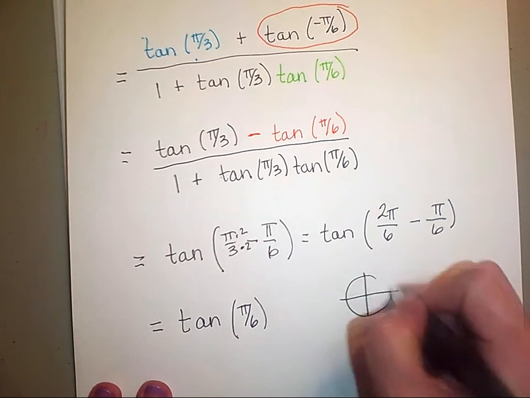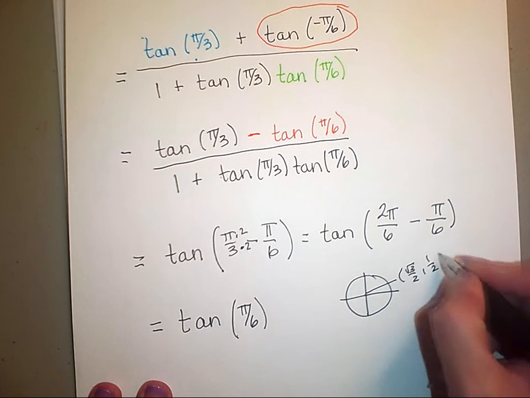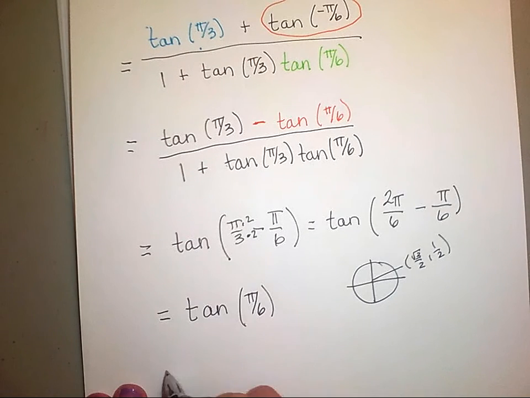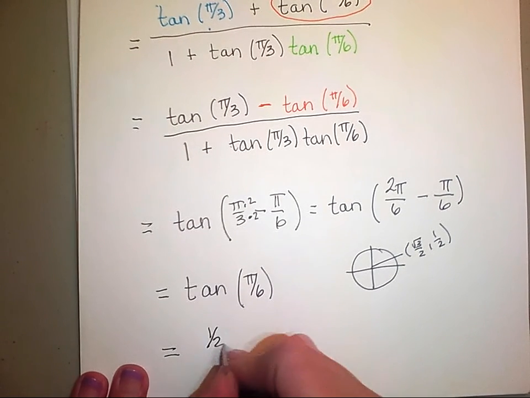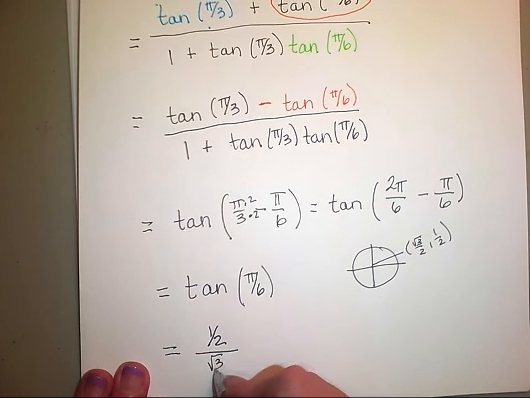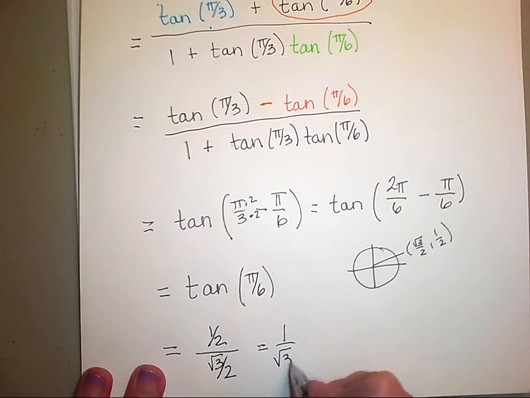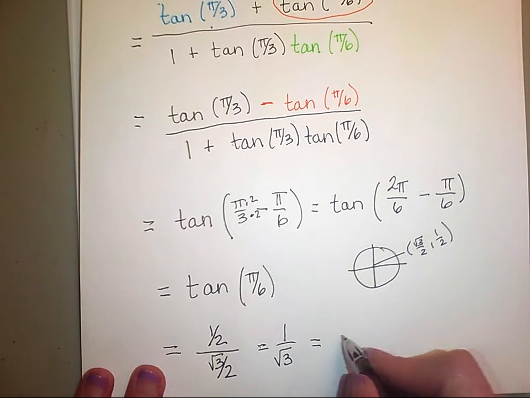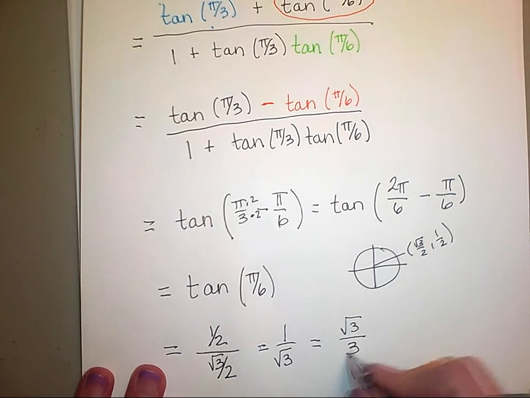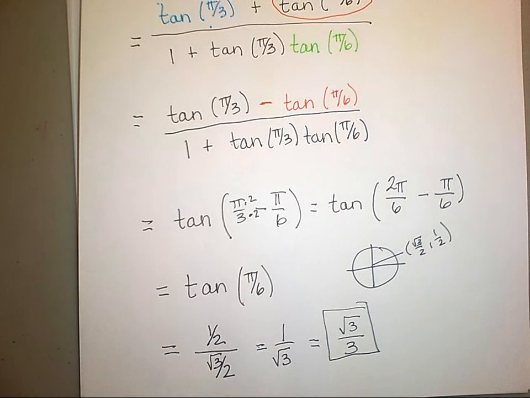This is a known angle on our unit circle. Pi over 6 is down here: square root of 3 over 2, comma 1/2. So that has to be equal to the sine, which is 1/2, divided by the cosine, which is square root of 3 over 2, which is the same thing as 1 over the square root of 3 when I simplify it. And then I can rationalize this to get square root of 3 over 3. And that's how we would simplify this problem.